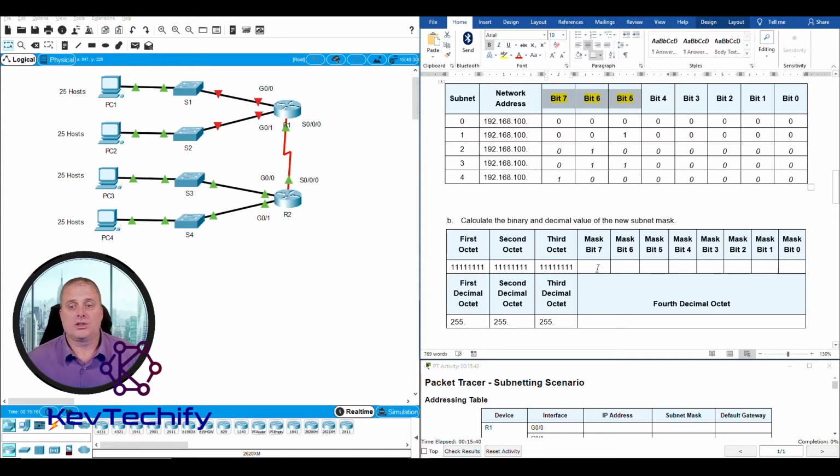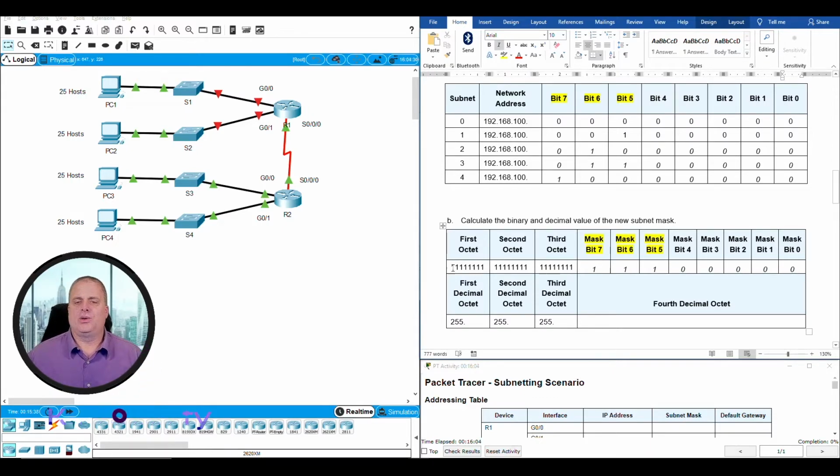Network portion, once again, is represented by 1s, and that gives us a 1 here, a 1 here, a 1 here. These were the 3 bits we are borrowing. I'm going to highlight them again so they stand out. They get 1s. The host portion here, they get 0s. That is the binary value of our new subnet mask.